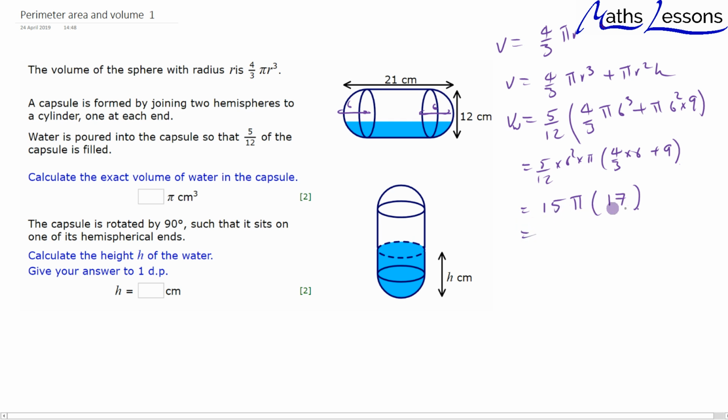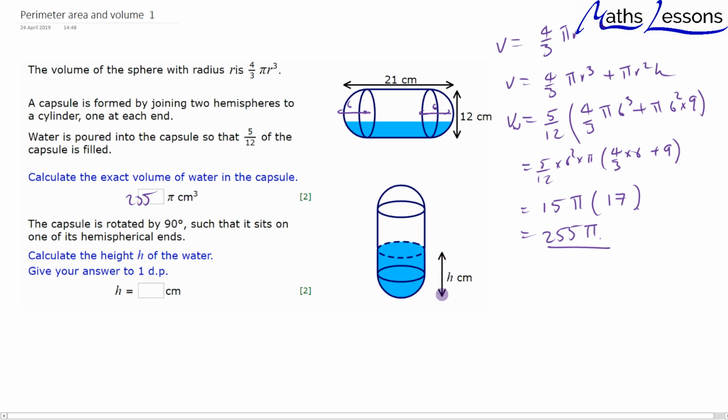And 17 times 15, well, you should know 15 squared is 225, so that's 2 more lots of 15, which is 30 to add on to that, so that gives me 255 pi. That gives me the exact volume of the water, 255 pi in the capsule. Now it's rotated 90 degrees, so it's on the end of one of its hemispherical ends. We want to find the height of this water.